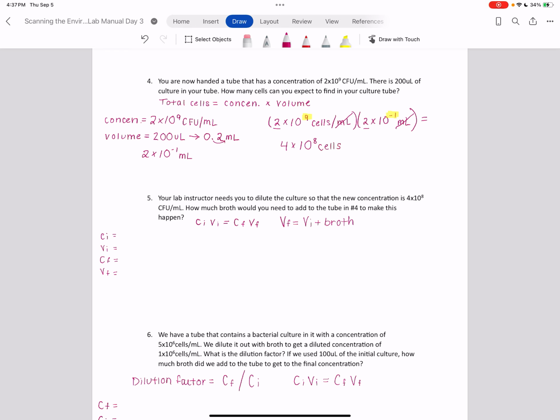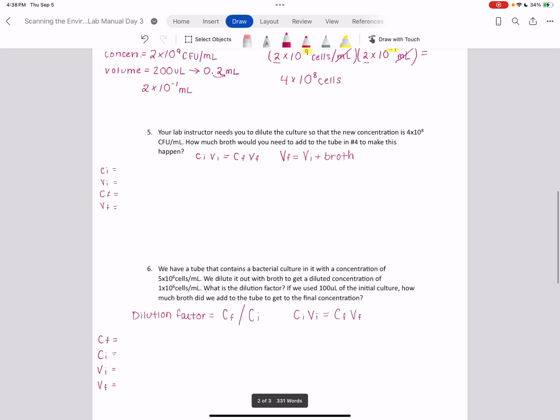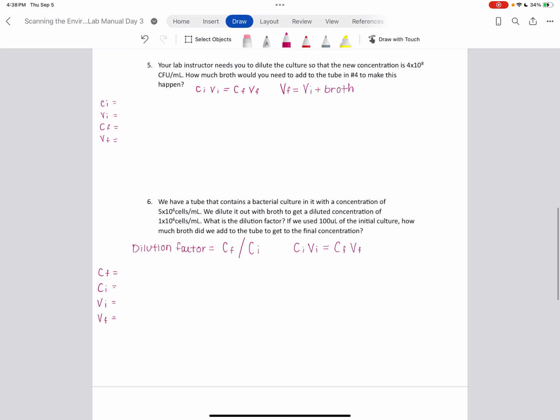And we look back at the question to make sure we did everything correctly. It asks, how many cells can you expect to find in your culture tube? And sure enough, we have our answer with the proper units in cells. Answer being 4 times 10 to the 8th. Now, let's move on to the next question.